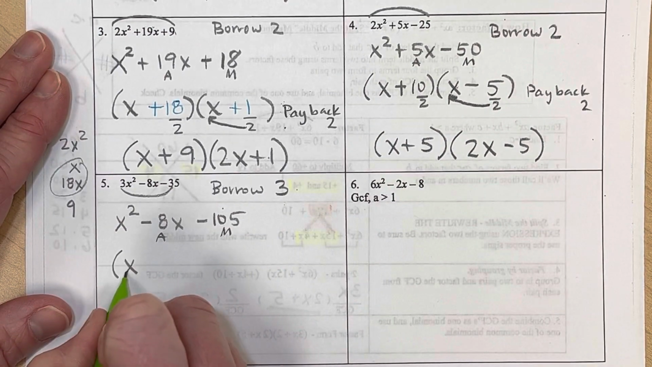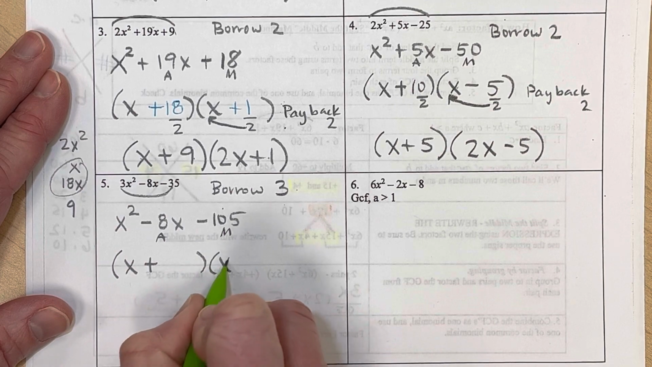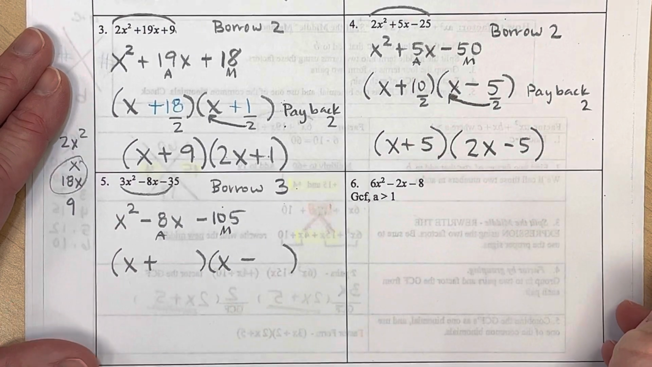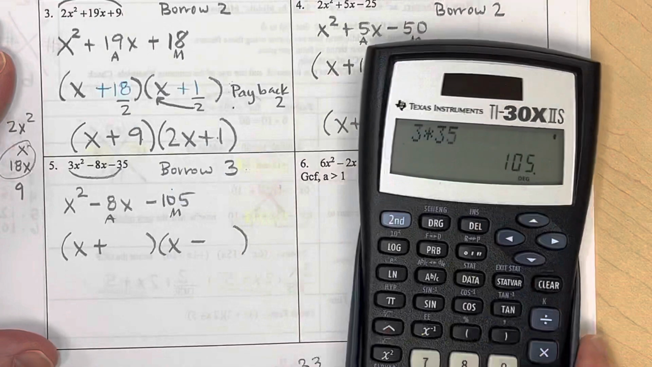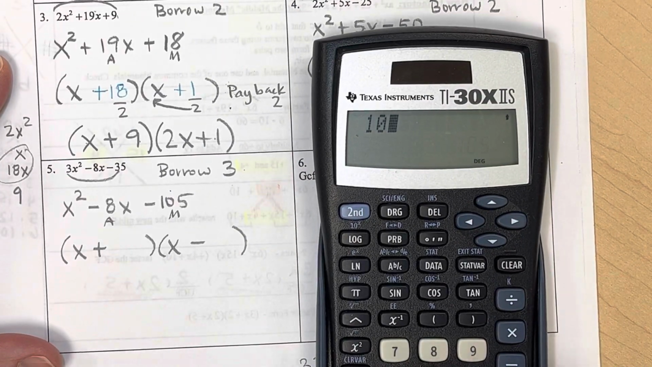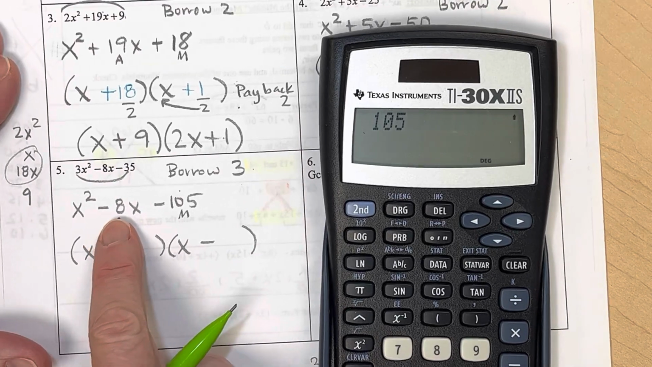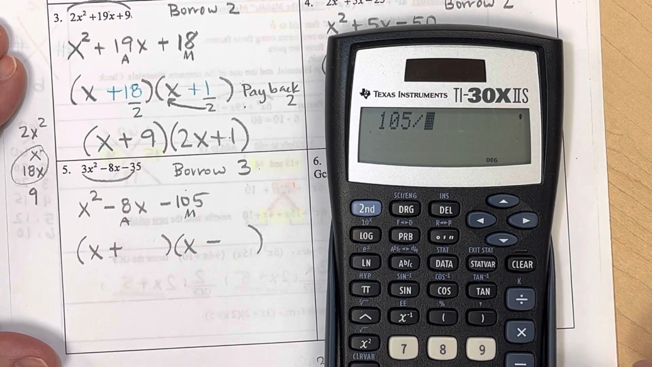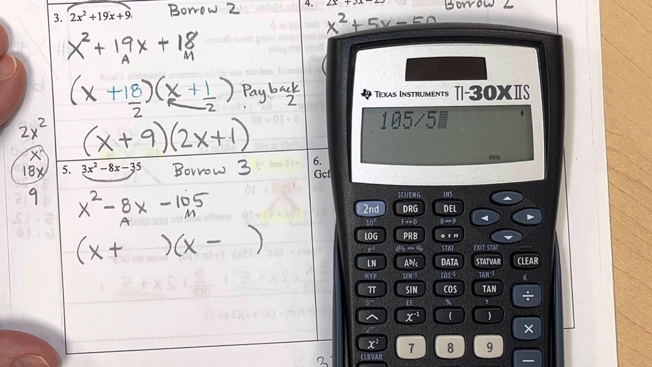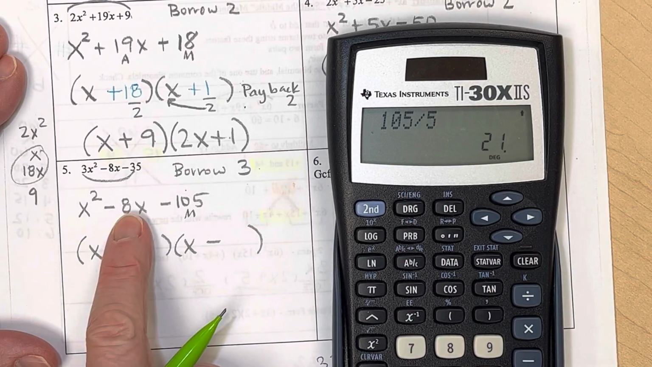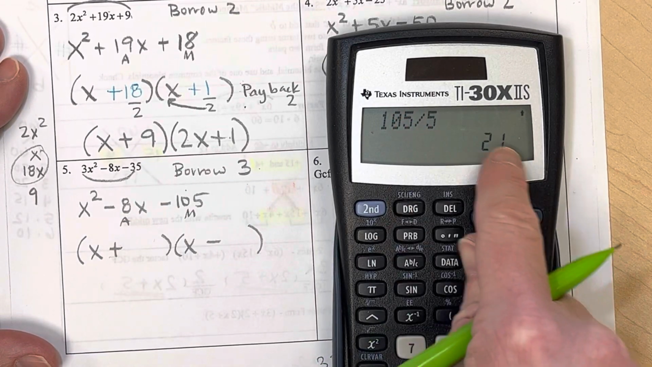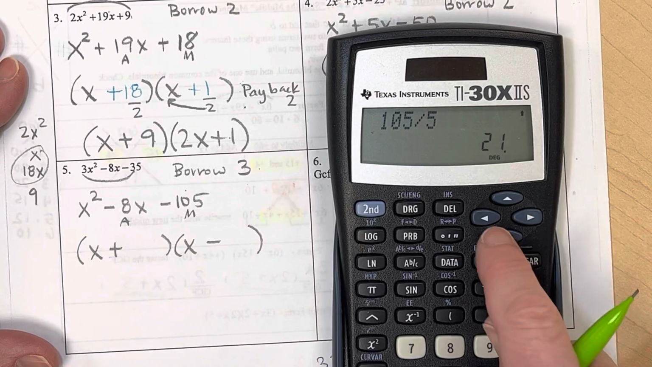Well, if it's going to multiply to make a negative, I'm going to need one positive and one negative number. So I'm going to start checking some numbers on my calculator here. Okay, so I need 105. I need to divide by a couple numbers, and their difference needs to be negative 8. I'm going to try dividing by 5. Does a 5 and a 21, can they be combined to make an 8, like 21 minus 5? No, so I'm going to try a different pair.